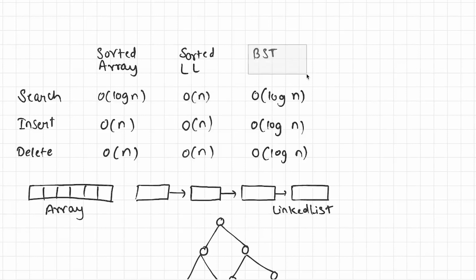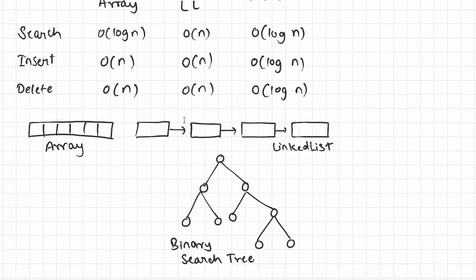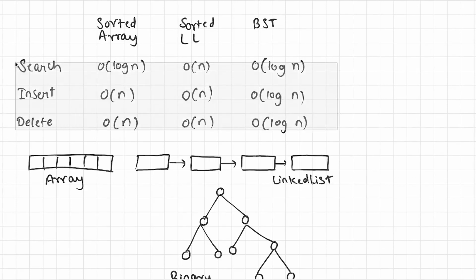Now in case of binary search tree, as we have seen in the previous video, search, insert and delete operations take big O of log n time complexity. And why is that? Because we skip half of the binary tree in every iteration. So these are all the time complexities of different operations on different data structures.